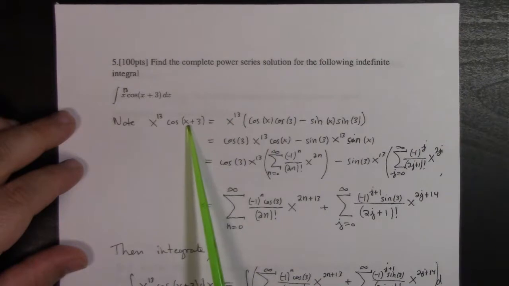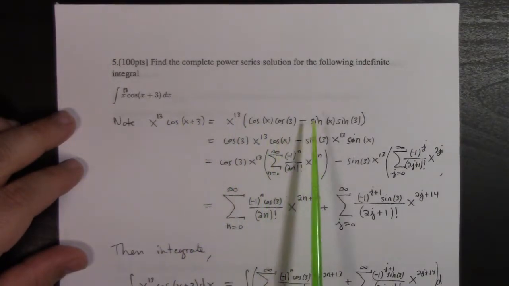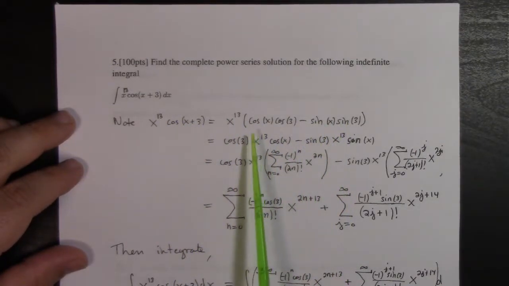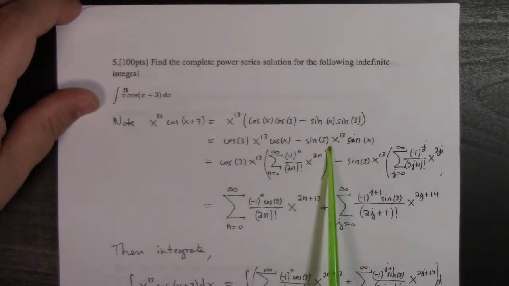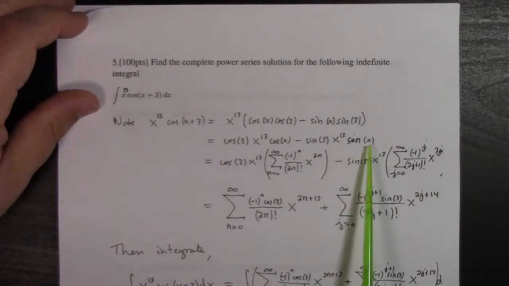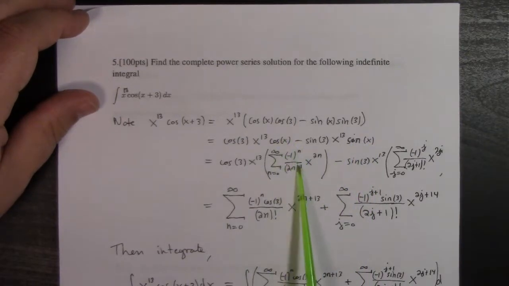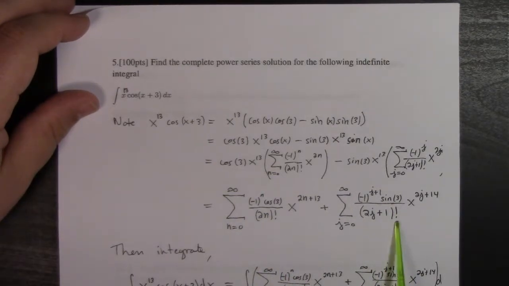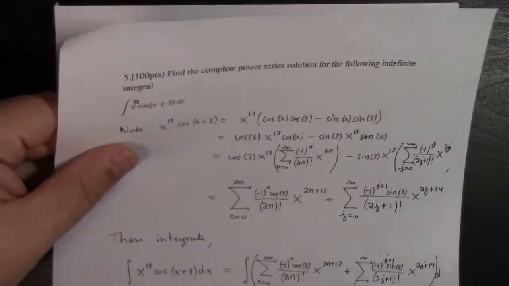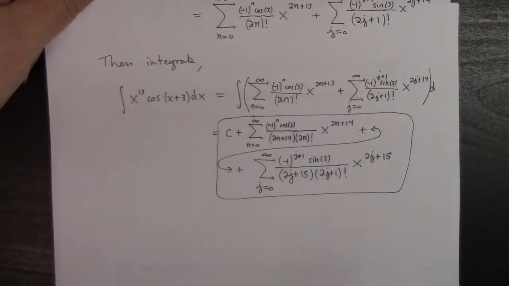I'm going to expand cosine of x plus 3 into cos times cos minus sine times sine with the trigonometry, and that gives me cosine 3 times x to the 13th times cosine x minus sine 3 times x to the 13th times sine x. Put in the known Maclaurin expansions for cosine and sine, and clean it up, and then at this point I've just got a power series, a Maclaurin series for the integrand, and then I integrate term by term, and there you have it.